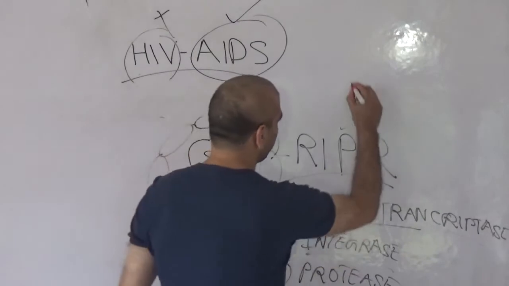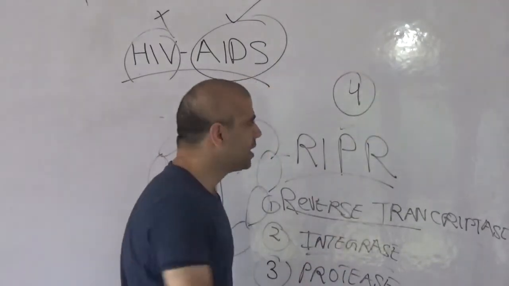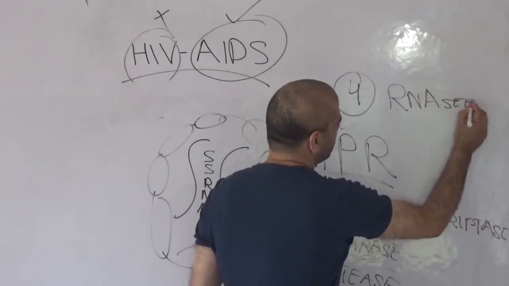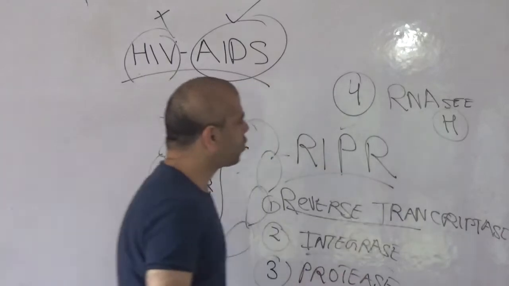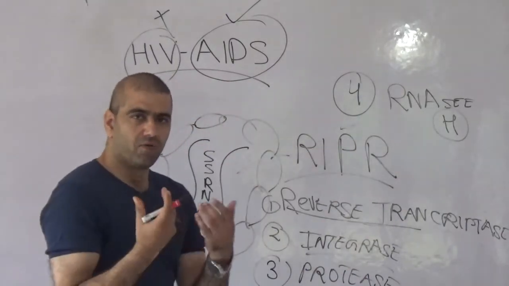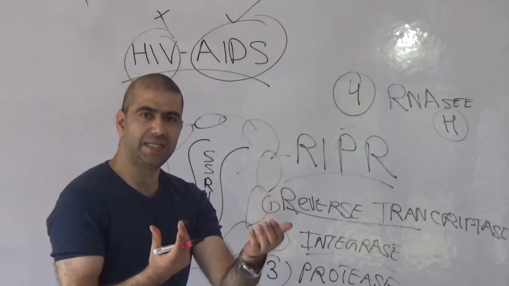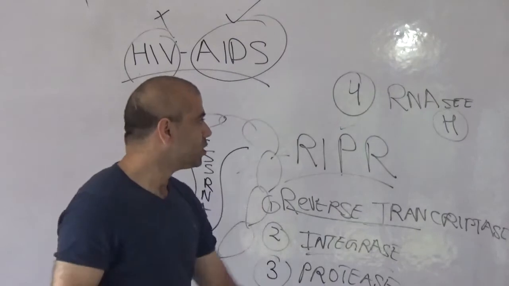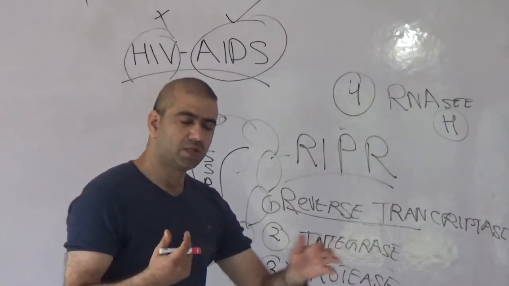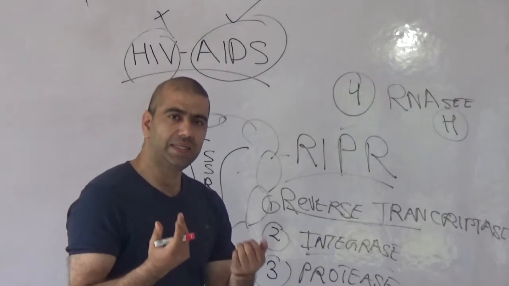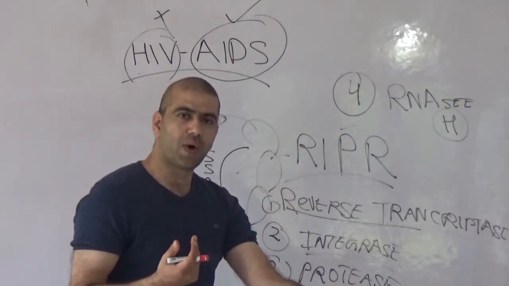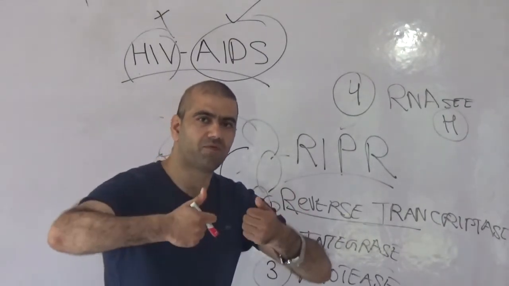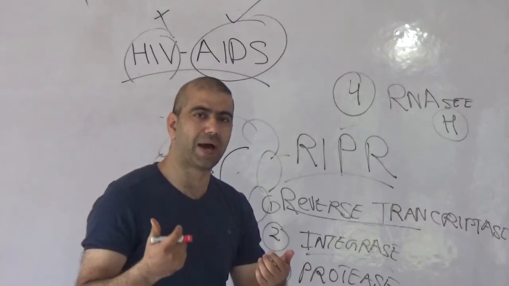And the fourth kind of enzyme that will be required is RNase, mostly type H. So what will this RNase H do? Once the RNA starts to form cDNA, the RNA needs to be degraded because now we need a DNA. So this RNase will degrade the single strand of RNA, and the cDNA, which acts as a template, will convert into proviral DNA. Now the virus is in the form of DNA, and that DNA is called proviral DNA.